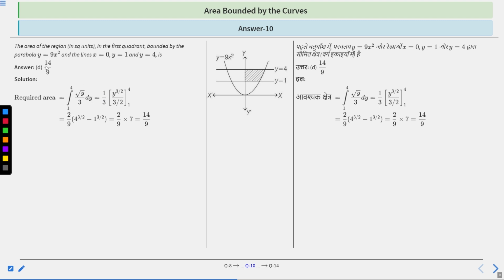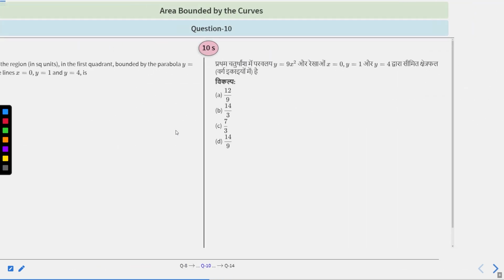Therefore, as we have discussed, x is basically root y upon 3, so we integrate root y upon 3 dy from 1 to 4. The 1/3 will be taken out because it is constant. The integration of root y will be y to the power 3/2 upon 3/2, times 1/3, and the limit is from 1 to 4. After putting the limits, we get 2/9 times (4^(3/2) minus 1^(3/2)), which after solving is 2/9 into 7. So the answer will be 14/9. Got it? I think option D is the right choice.